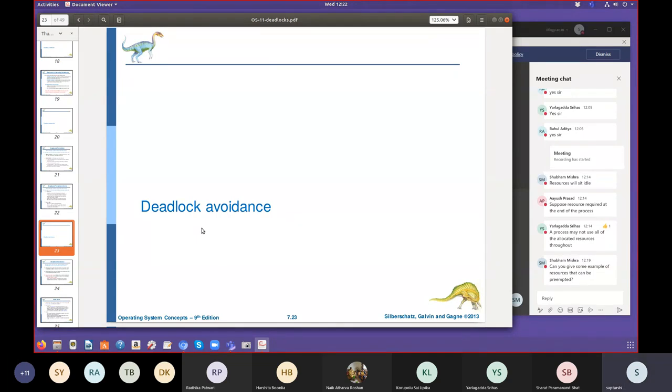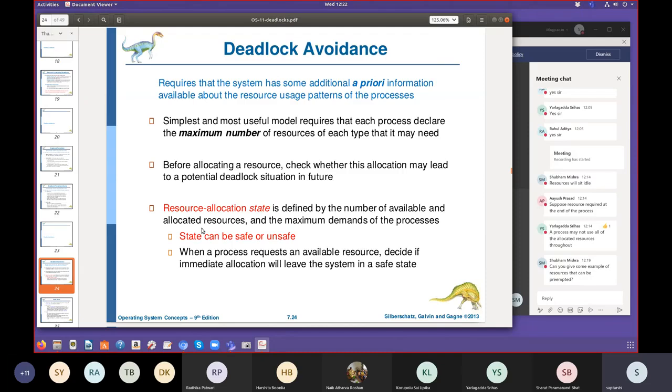Okay, so let's proceed then. Deadlock avoidance. So remember that in deadlock prevention, our main idea was that we want to prevent at least one of those necessary conditions for deadlock. Now let's see deadlock avoidance. Deadlock avoidance does something different. The goal is the same, that is to prevent deadlocks from occurring, but the approach is different. Let me just explain the idea, then I can go to the slide.